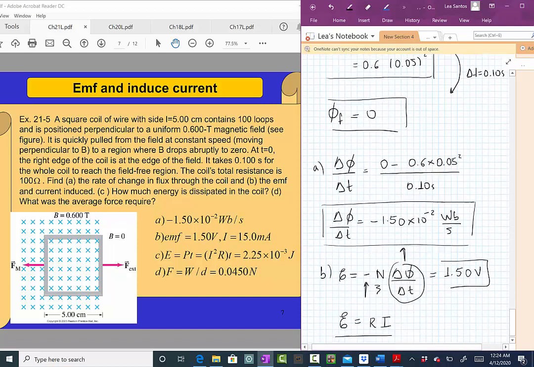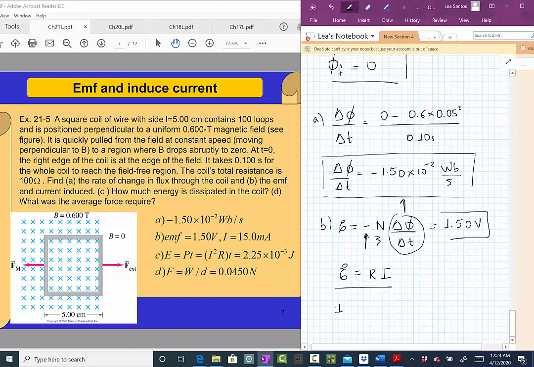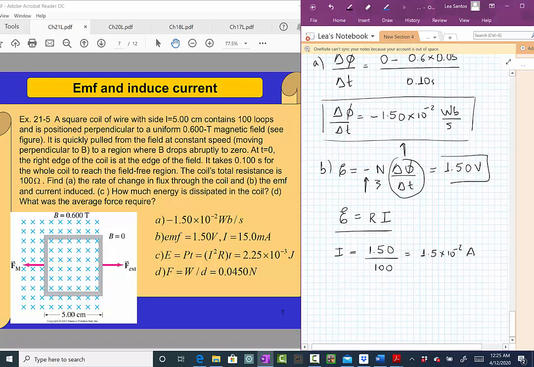Okay, so how are we going to get our current? The current is going to be the EMF, 1.50, divided by the resistance. The resistance is 100 ohms, and so you get here the number of the current. You see how they wrote the current here? They wrote it in milliamps, so we can do the same here, or you can just write it in amps. If you want to write it in amps, it's going to be 1.5 times 10 to the minus 2 amps, which, as written there on this slide, we can write as 15 milliamps. Okay, so this is part B.